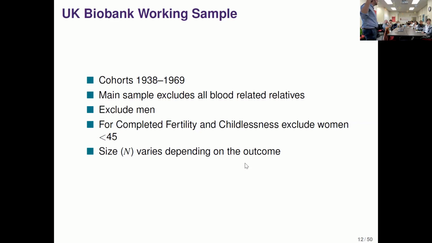The sample size, you will see later in the regression, depends on the outcome. So for age of first birth, you need to have had the child, obviously. So it's slightly smaller.